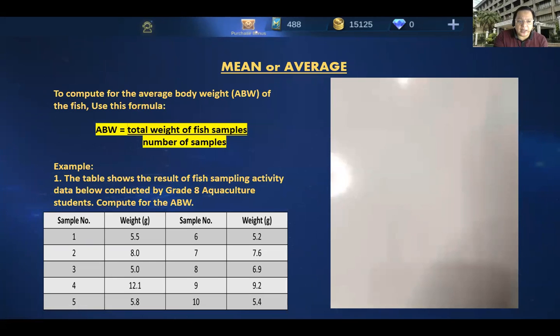So we have here an example or problem. Number one: the table shows the result of the fish sampling activity data below, conducted by grade 8 aquaculture students. We need to compute for the ABW. So let's watch this video of how to compute the ABW.